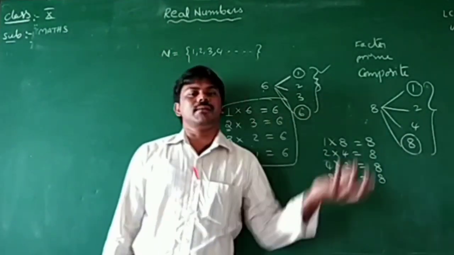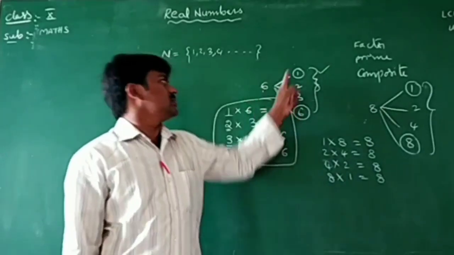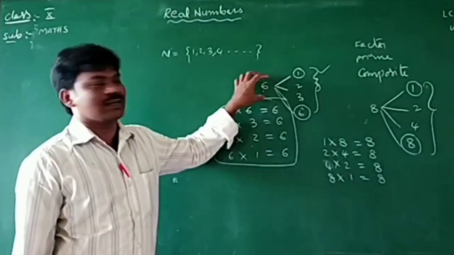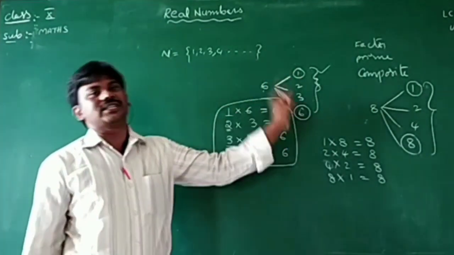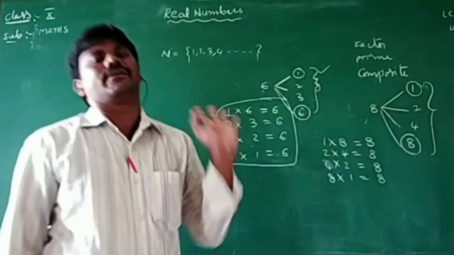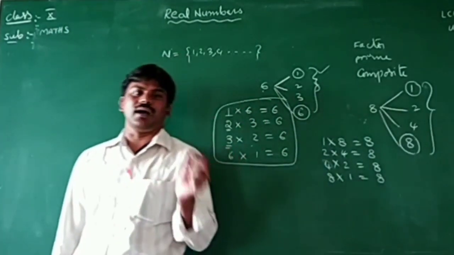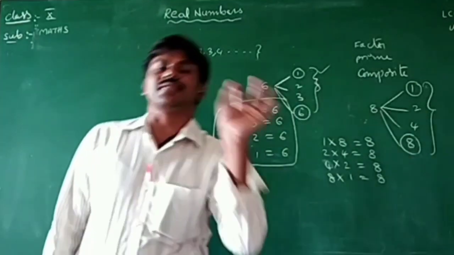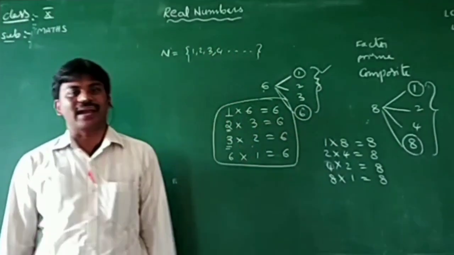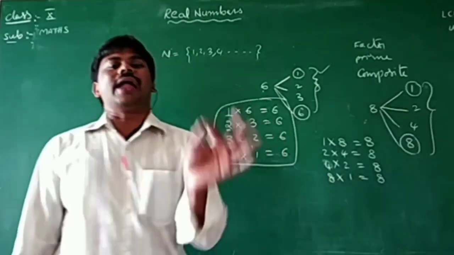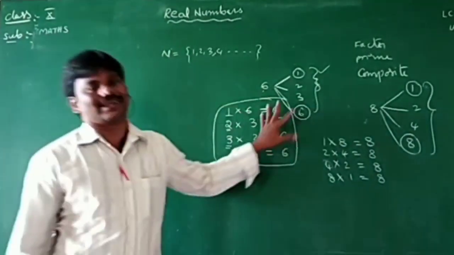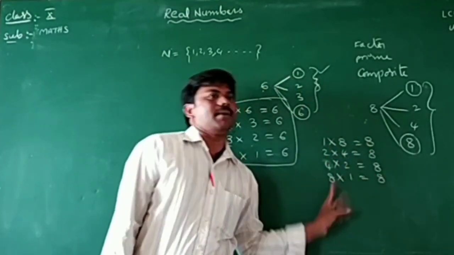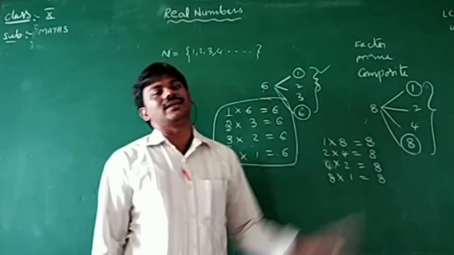Like that, for any number, in the list of factors, 1 is the least factor and the number itself is the largest factor. So while finding the factors of any number, keep this point in your mind. The factors will start with 1 and end with the number itself. To find the factors of any number, we divide the number by other numbers. If it divides exactly, then it is called a factor.